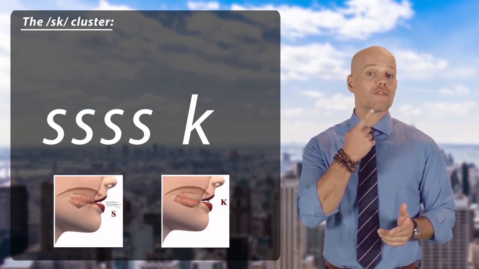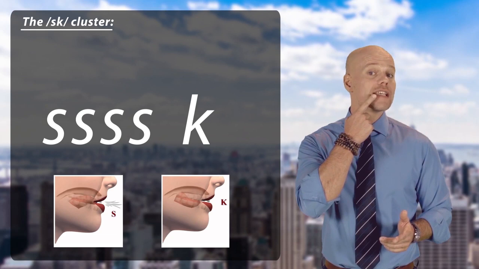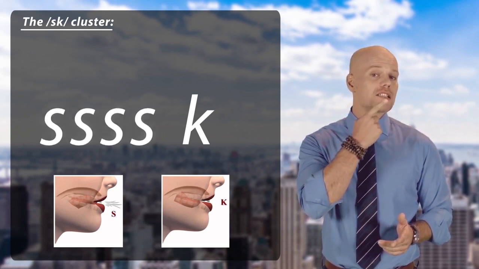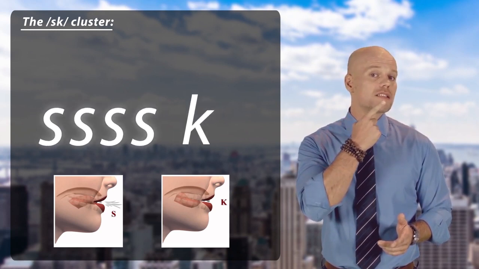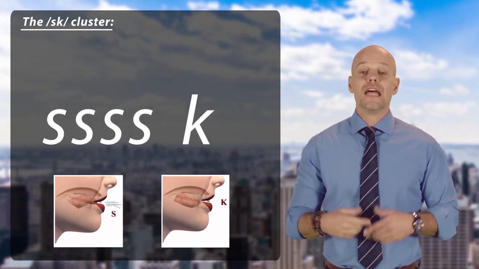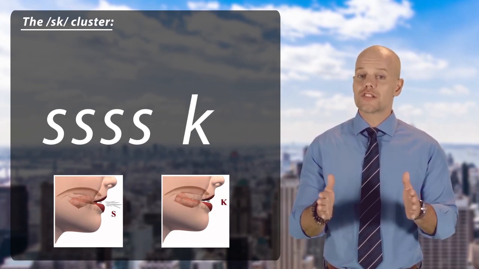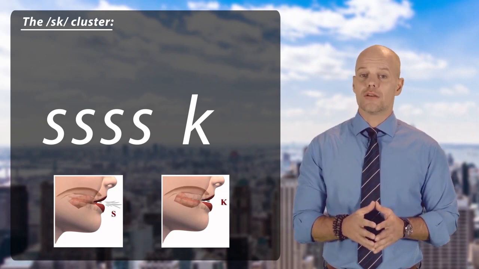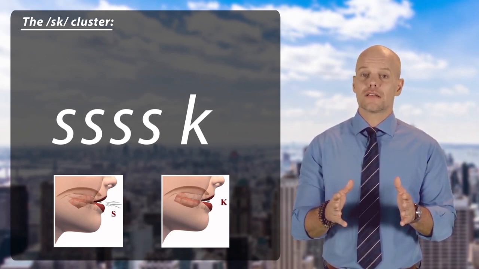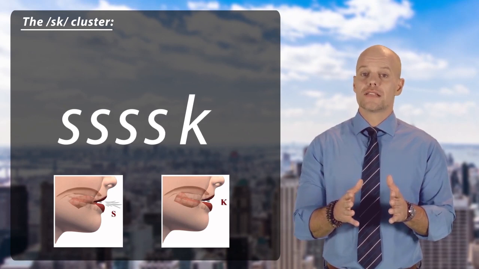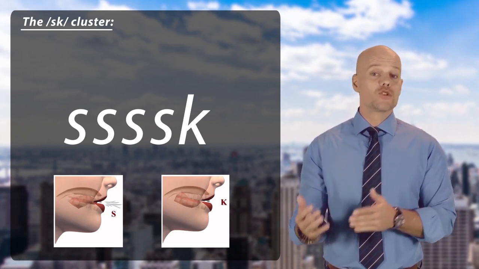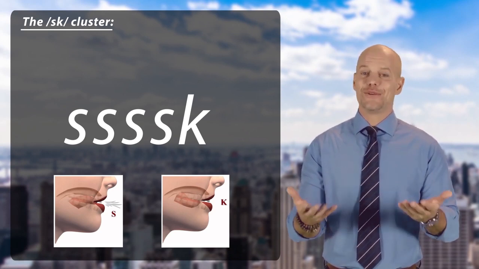Feel the tongue moving from the front of the mouth on the s to the back of the mouth on the k. S, k. Then slowly start reducing the space between the two sounds. Practice switching between the s and the k until you get it right.